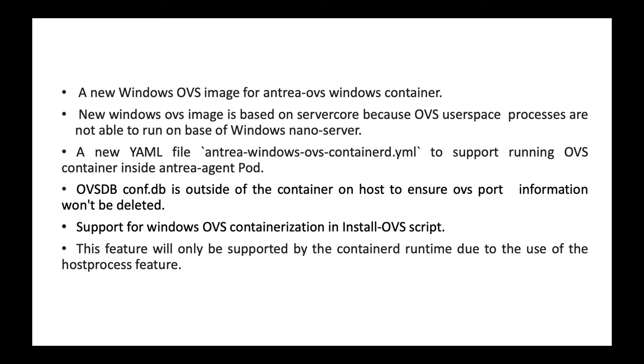So when the OVS container starts for the first time, it first checks whether the conf.db file is present or not on a specific path on the host, that is, on the Windows node. If that conf.db file is not present, it will create it. And if it is already present, it would use that.